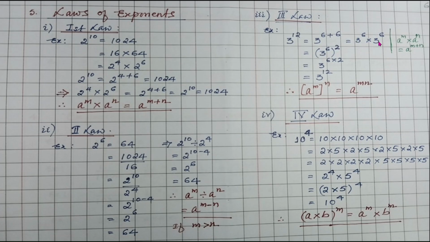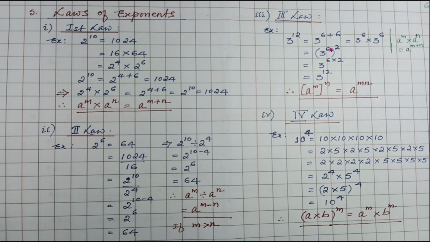That means 3 raised to 6 into 3 raised to 6 is nothing but 3 raised to 6 multiplied 2 times, therefore 3 raised to 6 to the power of 2, and 6 into 2 is 12, and that is 3 raised to 12. So whether I multiply 3 raised to 6 2 times, or 3 raised to 6 into 2, or 3 raised to 12, the value is the same, and therefore (a^m)^n is equal to a^(mn).